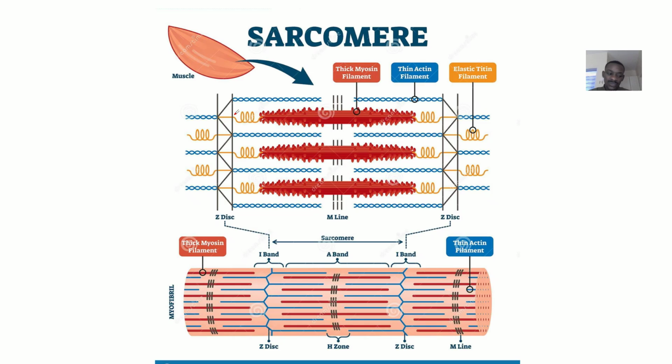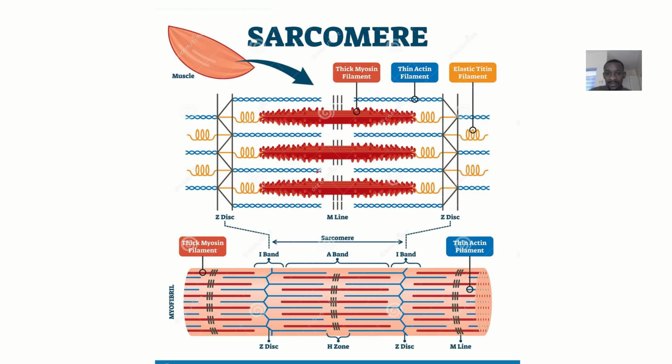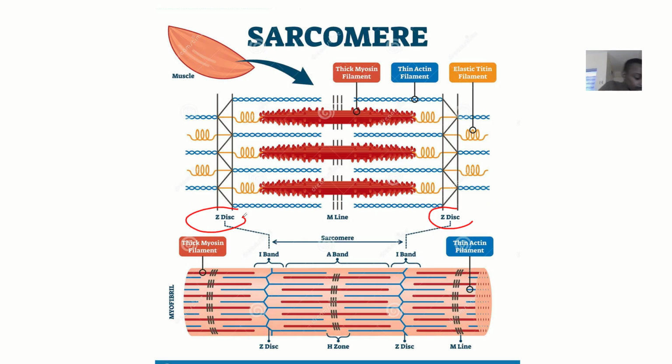So what is the structure of a sarcomere? When we talk about the structure, you'll find it on the picture. We have Z lines. Sarcomere is divided by two lines which mark the boundaries of each sarcomere. So you have the Z line, or Z disc as some other people call it, marking the boundaries of the sarcomere. Then we have actin filaments.